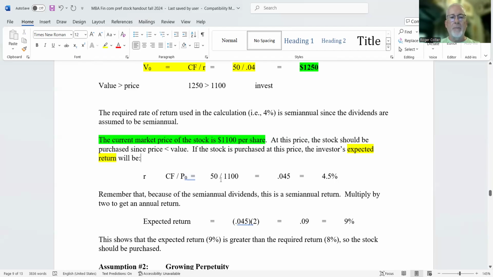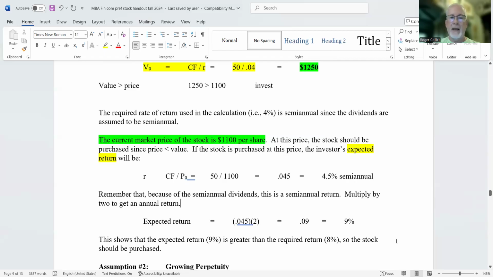In this example, the cash flow or the dividend is $50 every 6 months. The current price is $1,100, right? That's price and not value, right? P for price, not V for value. Price gives me 4.5%, but that, of course, is semi-annual. How do you know that it's semi-annual? Well, because it's based on semi-annual dividends. So it's a semi-annual return.